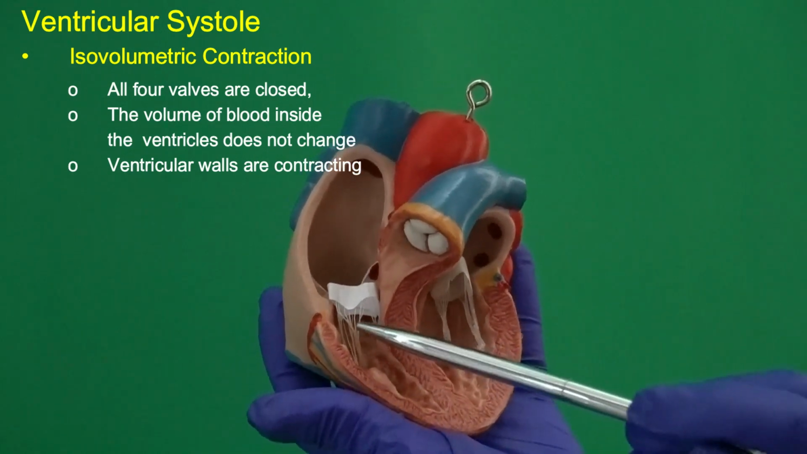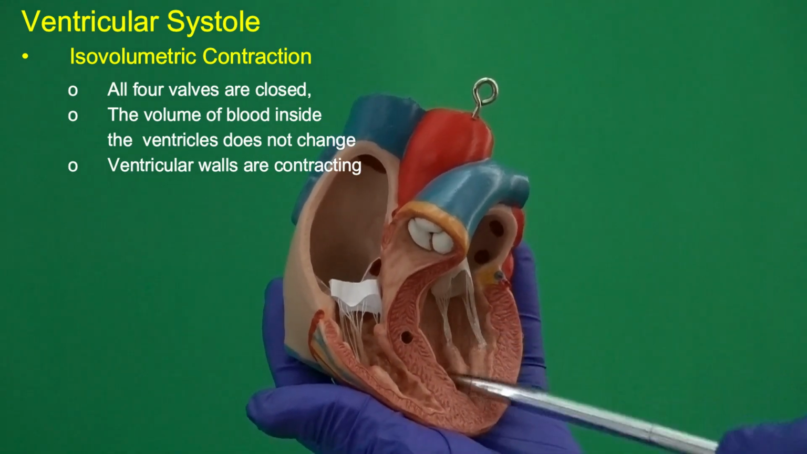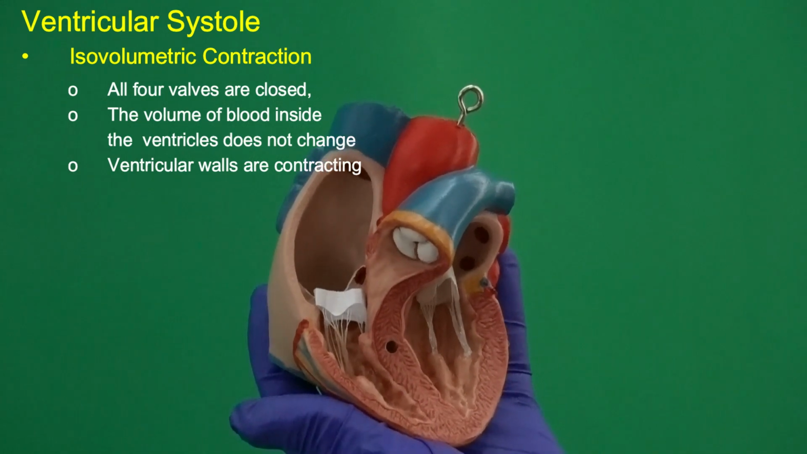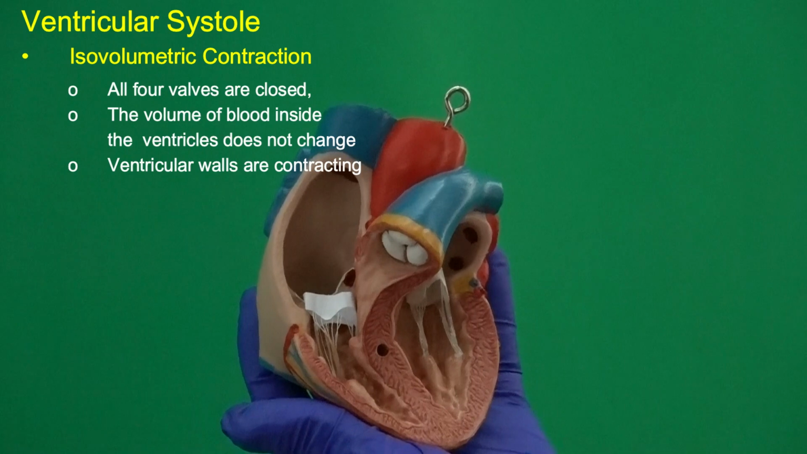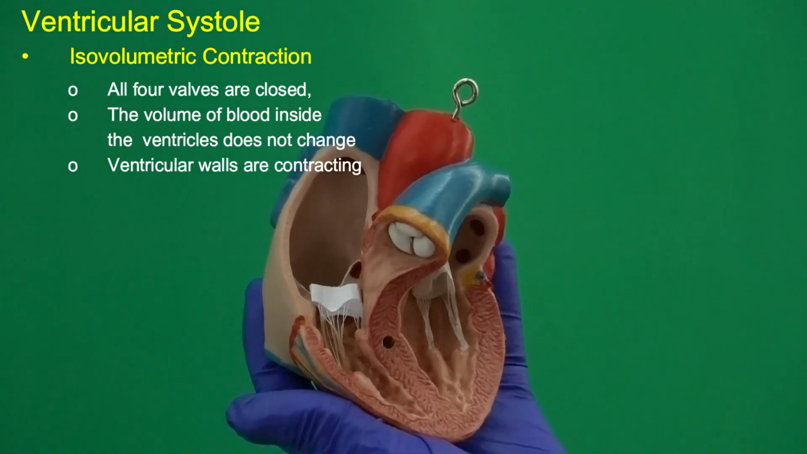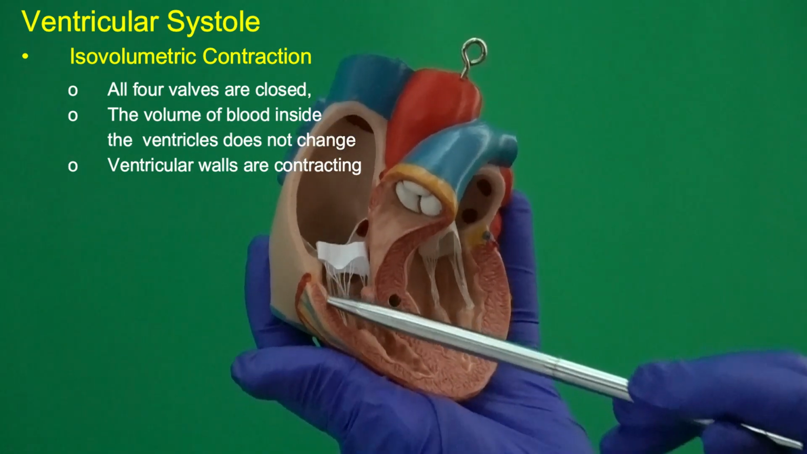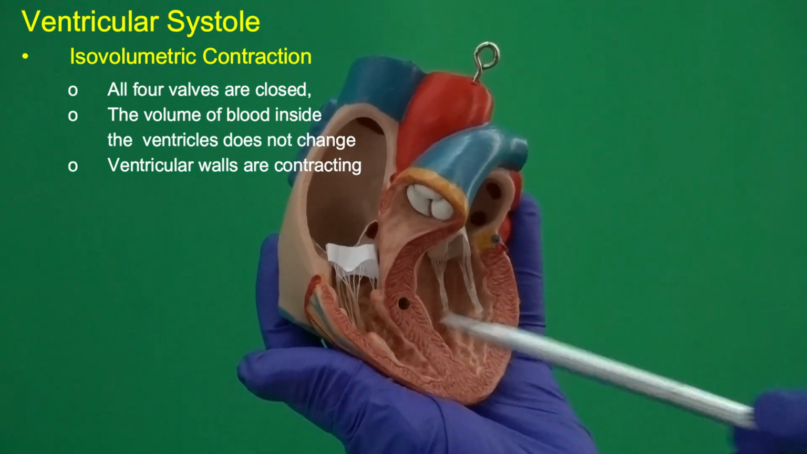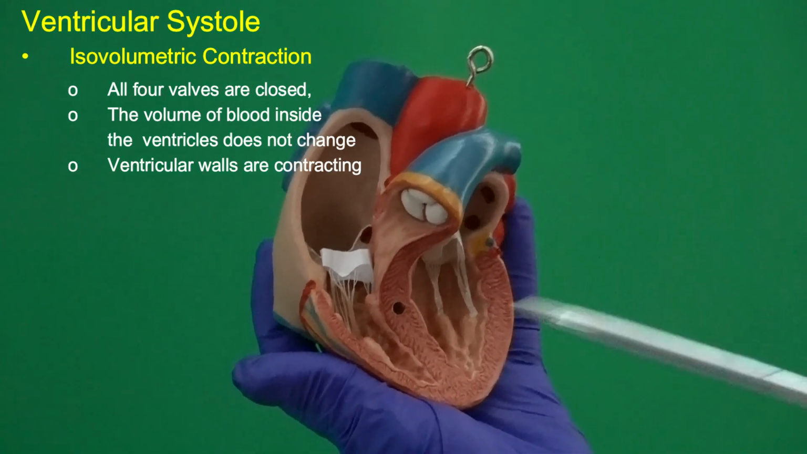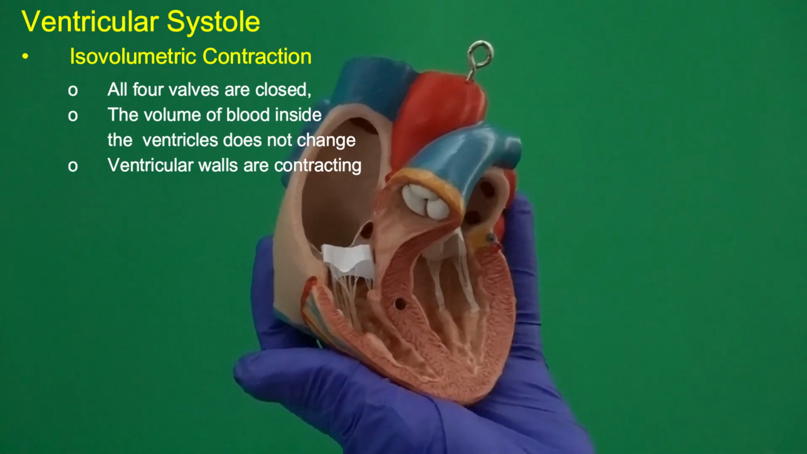That's the main reason the volume of blood that we have inside the ventricles does not change. And that's exactly the name of this phase. We call this phase isovolumetric contraction. The ventricular walls contract, and basically the cardiac muscles are contracting. They're generating force and pushing blood up.